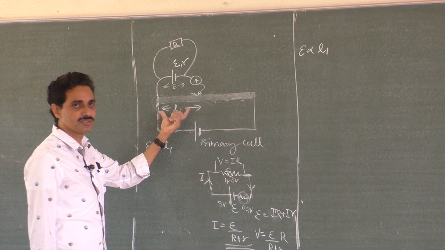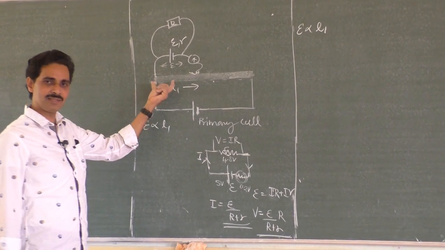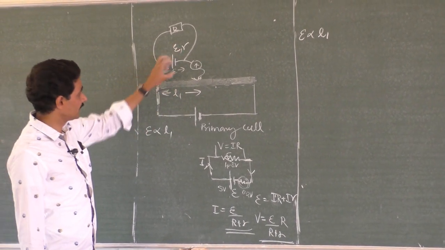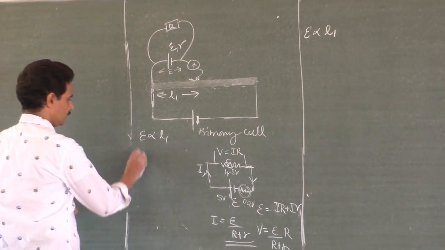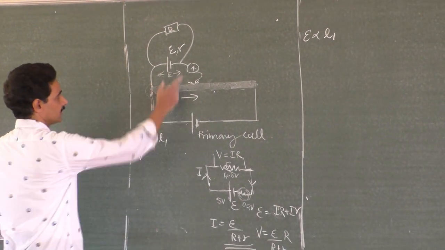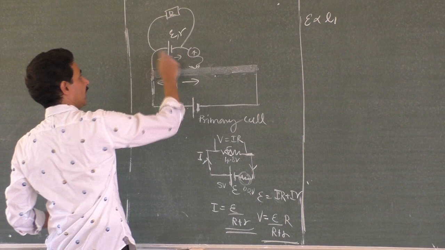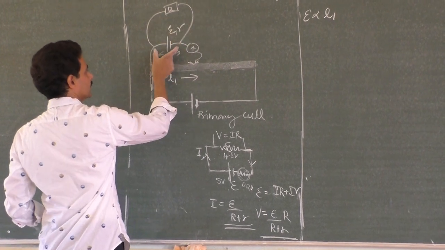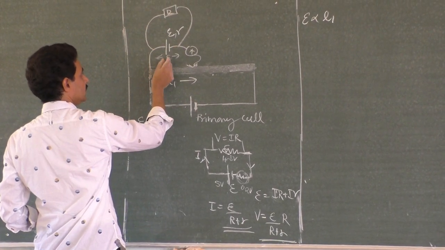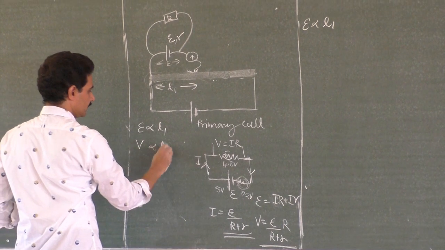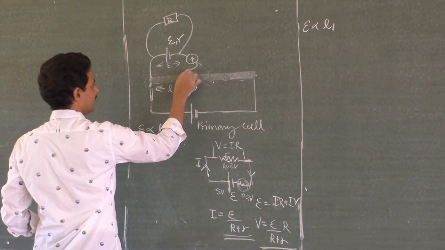Balancing length, this much is not needed now. A lesser balancing length is enough because the total voltage has decreased. So I call it V now, the terminal potential difference, because it is no longer E, because you have allowed the current to pass through the cell. So the EMF drops from E to V. V is proportional to L2. Now a balancing length a little bit less is enough.